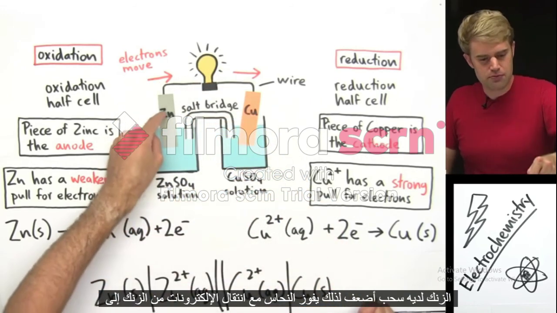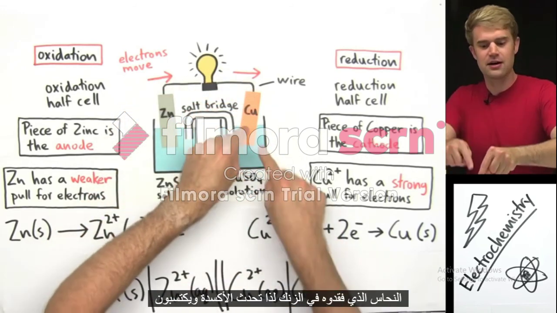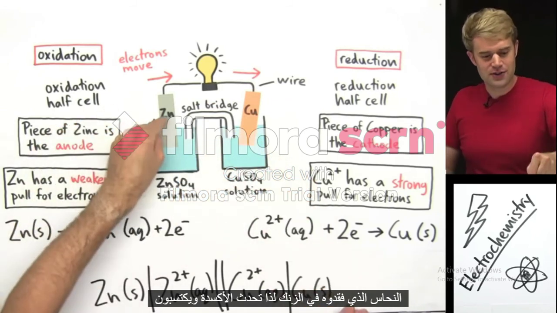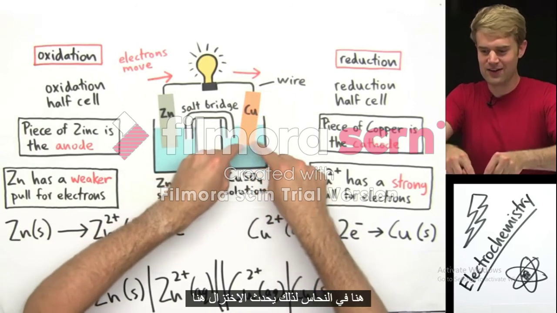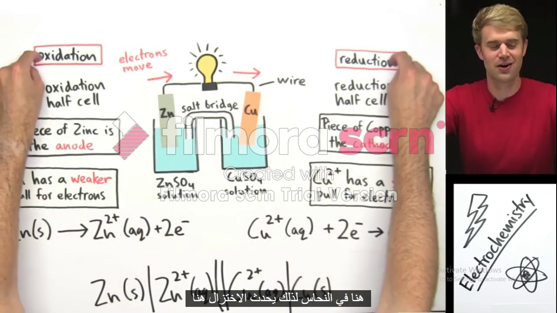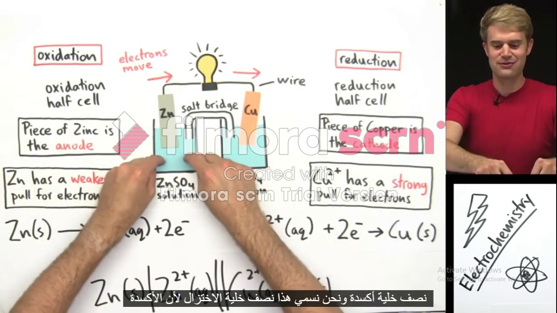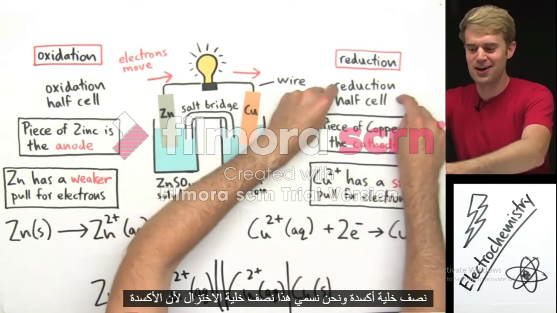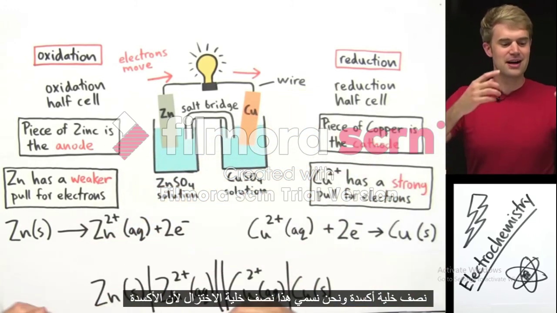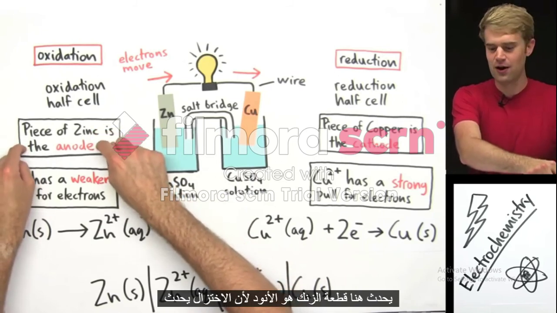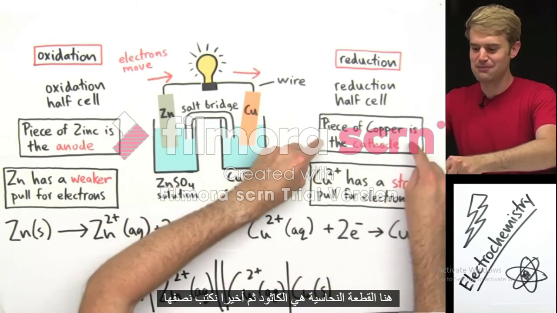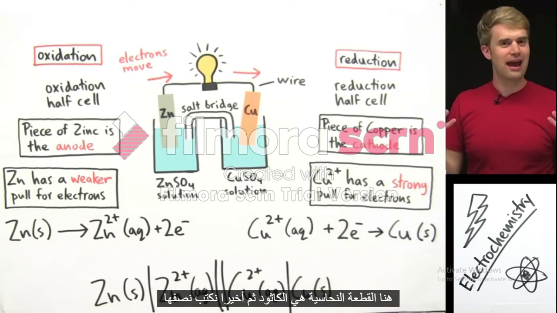As electrons move from the zinc to the copper, they are lost in the zinc, so oxidation takes place, and they're gained here in the copper, so reduction takes place over here. We call this the oxidation half cell, and we call this the reduction half cell. Because oxidation is happening over here, the piece of zinc is the anode. Because reduction is happening over here, the piece of copper is the cathode.